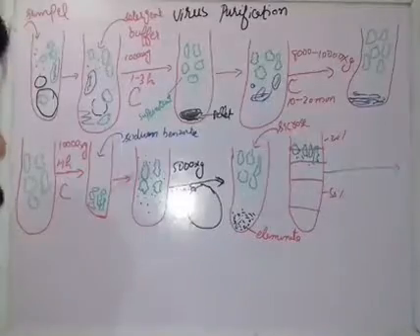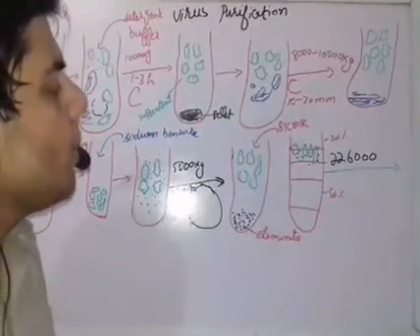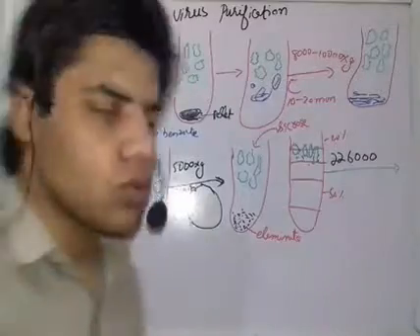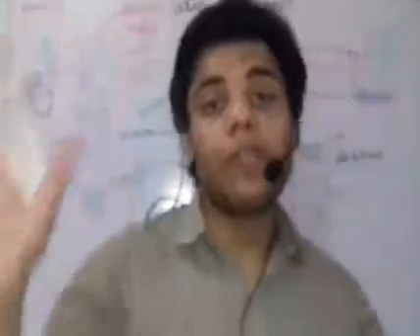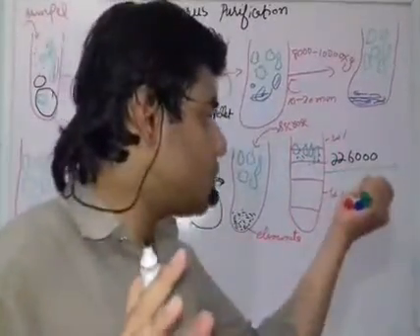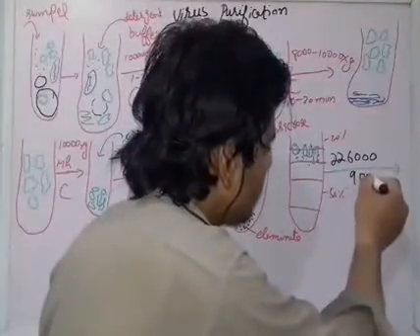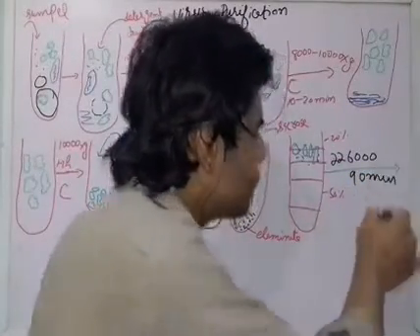But now this time we centrifugate this at that speed, means 226,000. At that speed we centrifugate the tube once again at a very big centrifugation machine. On that speed we centrifugate the tubes once again for 90 minutes.